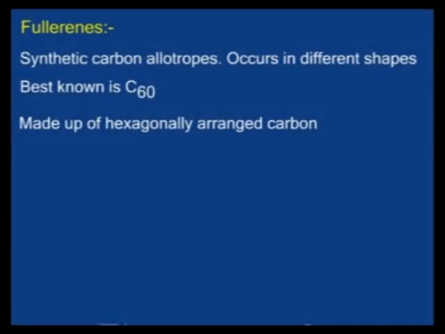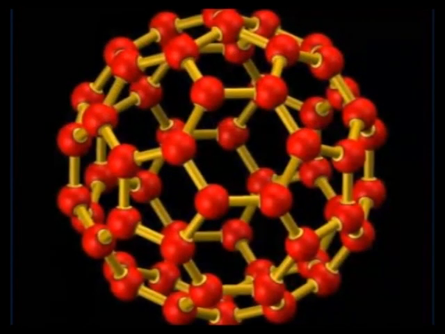The last allotrope of carbon is fullerenes. These are synthetic carbon allotropes which occur in different shapes. The best known fullerene is carbon 60, shown here. As you can see, it is made up of hexagonally arranged carbon atoms.